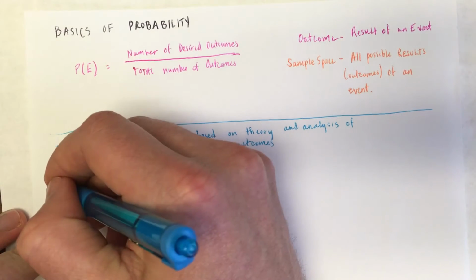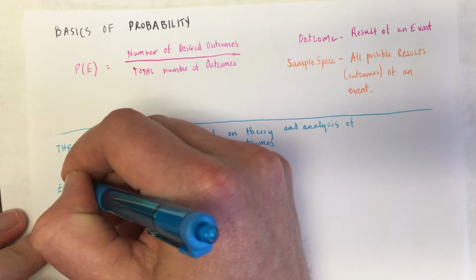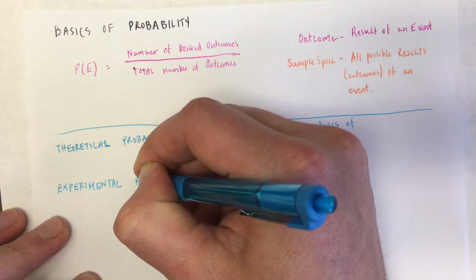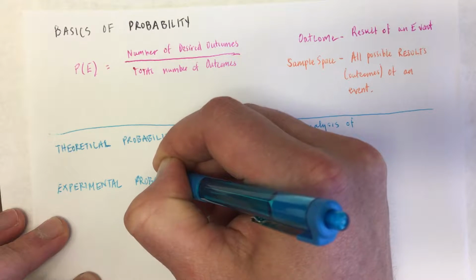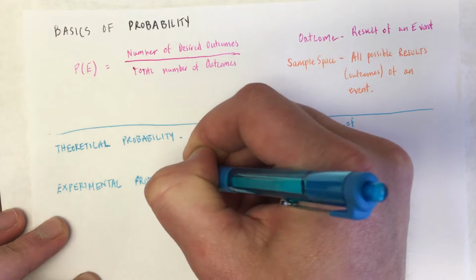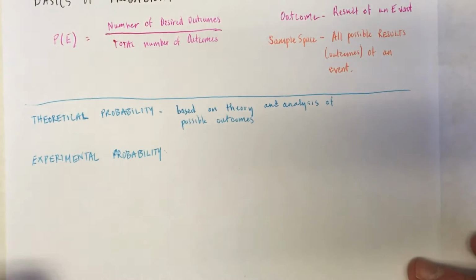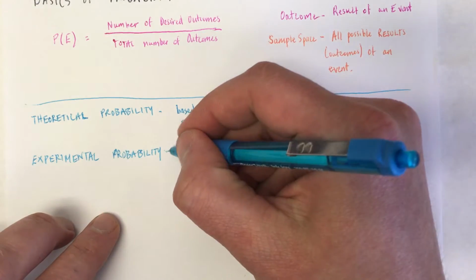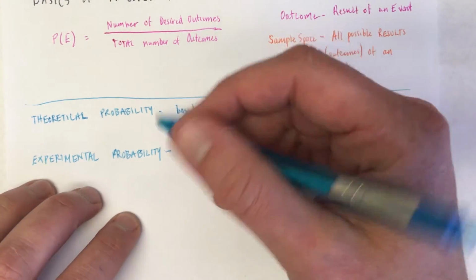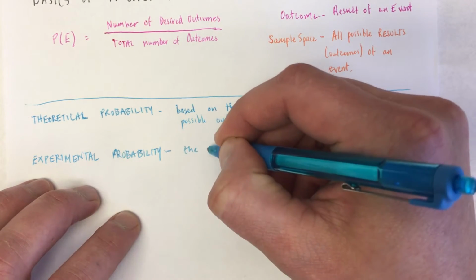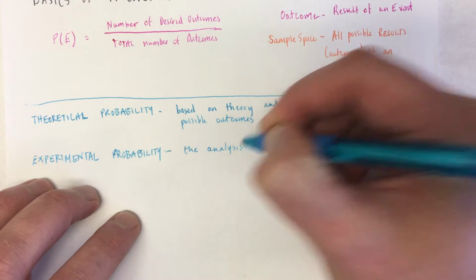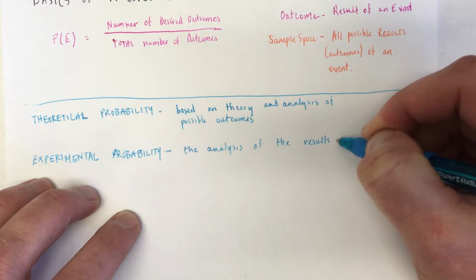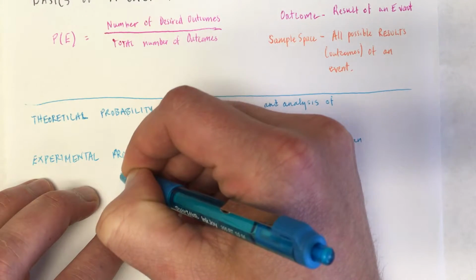And so the other type of probability is experimental probability. And that's literally exactly what it sounds like: the analysis of the results of an experiment.